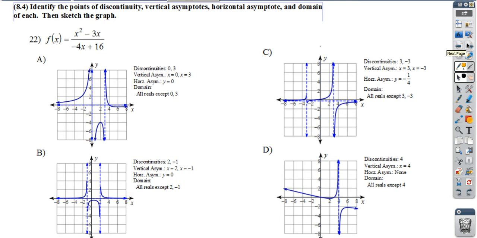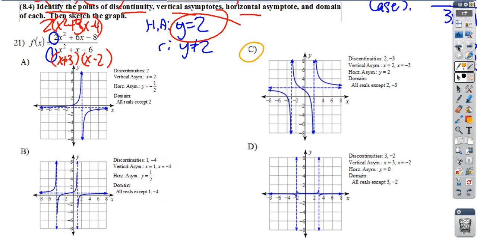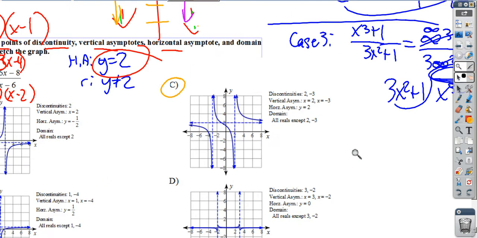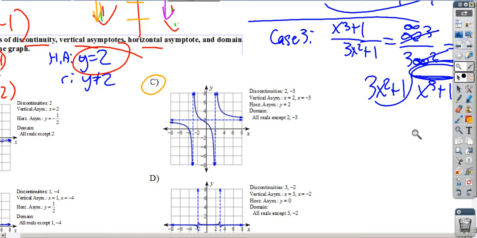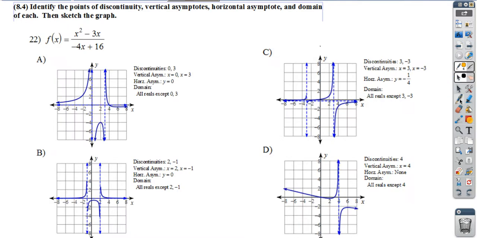Okay, this one is a case 3. So just to remind you, case 3 from back here is when the top has a larger degree than the bottom. So this is not going to have a horizontal asymptote. Let's always start by factoring. So if we factor an x out of the top right there, we'd have this. And if we factor a -4 from the bottom, we'd have x minus 4. I factored a -4 because that's negative right there.